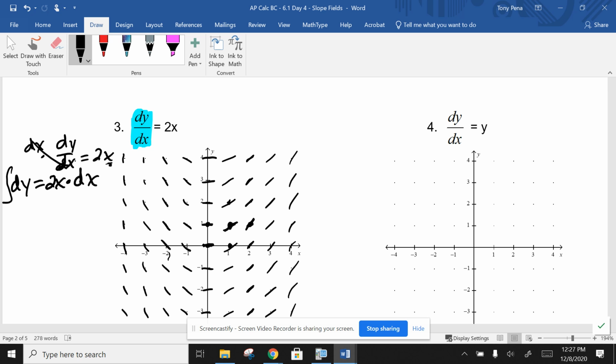Once they're separated, you're going to do the antiderivative of the two sides. On the left-hand side, you have a 1 dy, so the antiderivative of 1 would have been a y. And then on the right-hand side, you would get 2x squared divided by 2, which is just x squared, and then we get our plus c. Understand now what has just happened.